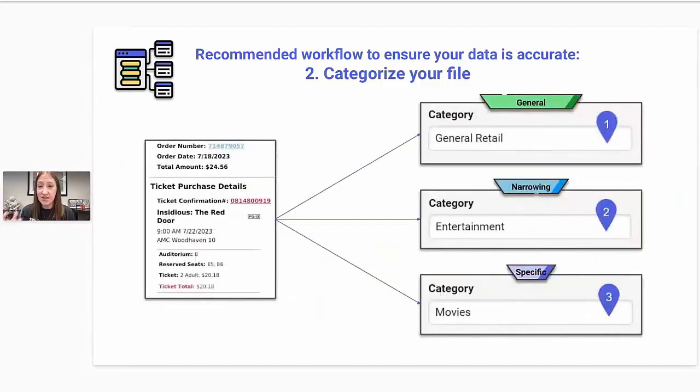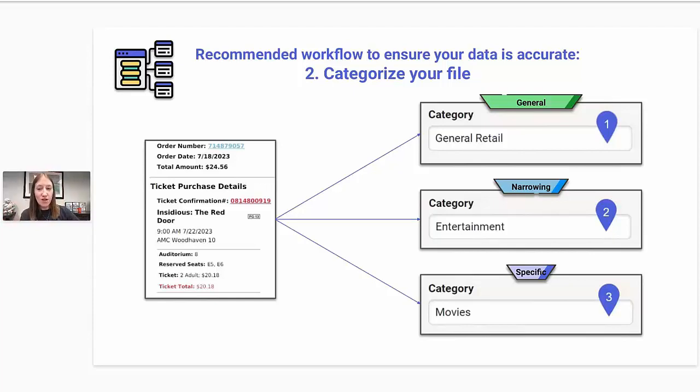I have this AMC receipt here that I picked up when I went to a movie. Now, when I added this file to Neat, it automatically categorized it for me as a general retail receipt. And that's fine. If I'm only using Neat for storage and I'm not interested in learning more about my data, then general retail is perfectly fine to leave as the category for this file.